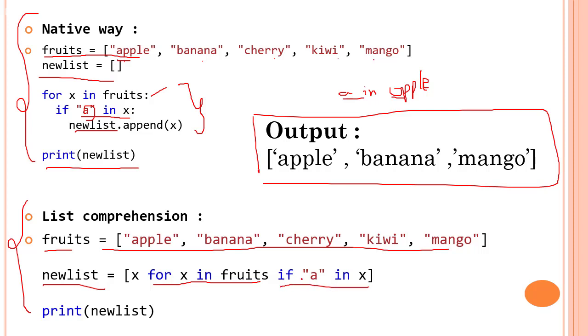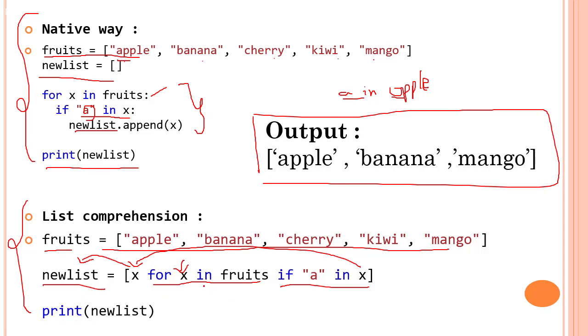So if A is present in x, then after iterating one after the other, one of the fruits will be assigned to x, and then we check if A is present in x. If A is present in x, then x will be transferred into the new list and appended one by one. So all of these 3 lines are converted into one single line, that is by using list comprehension.